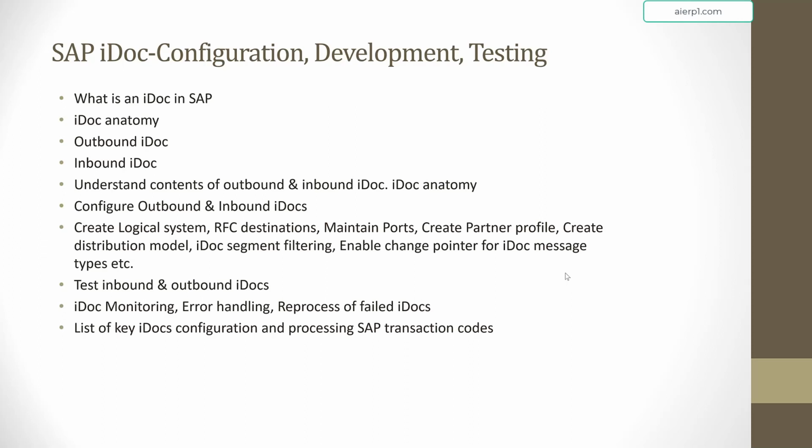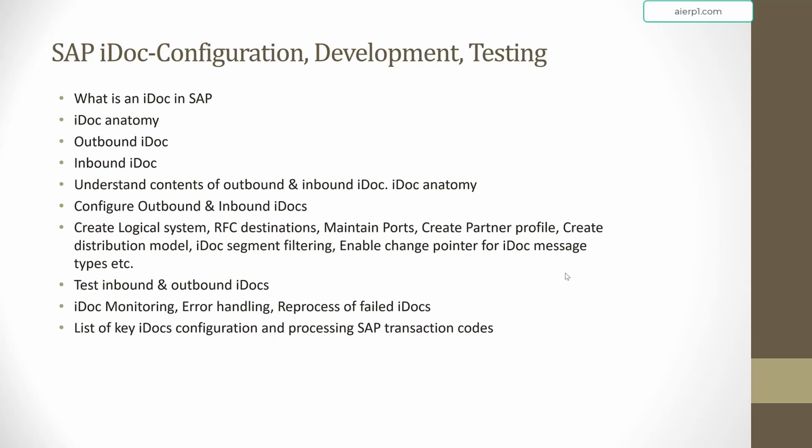Now, SAP sends an iDoc, which is called outbound iDoc. Similarly, it receives the information through an inbound iDoc. So we will be looking at both outbound iDoc and inbound iDoc. Then we will look at the contents of inbound iDocs and outbound iDocs.